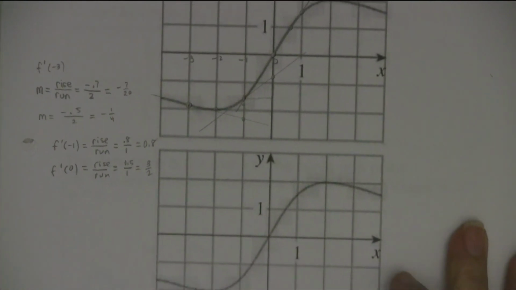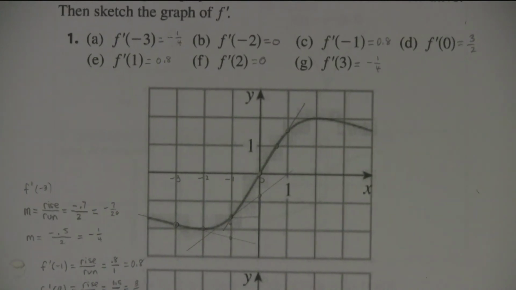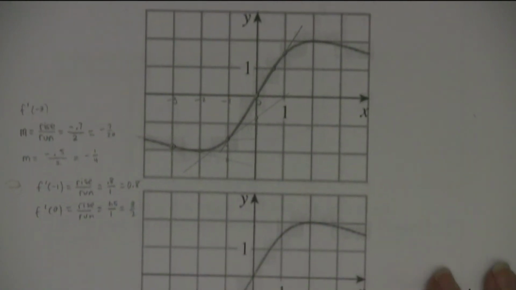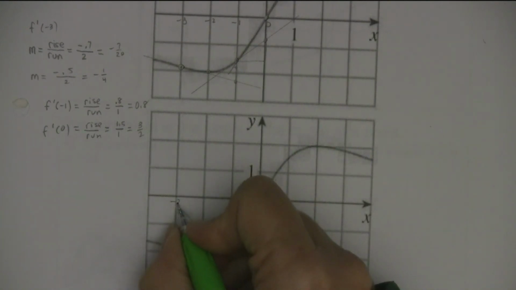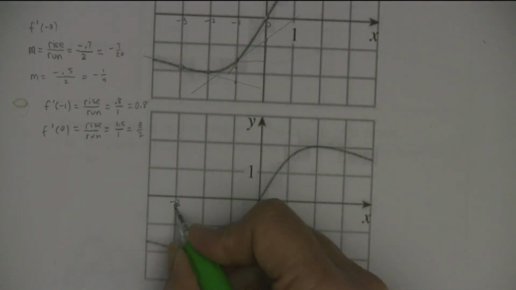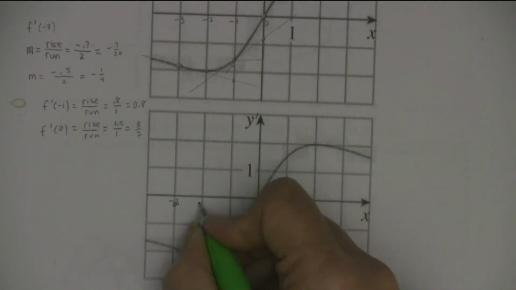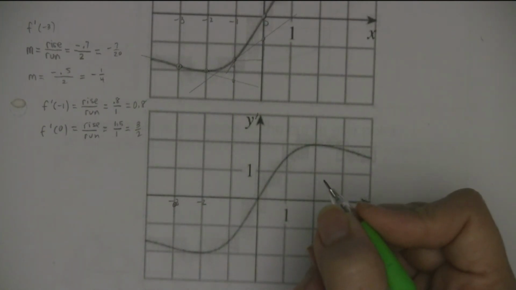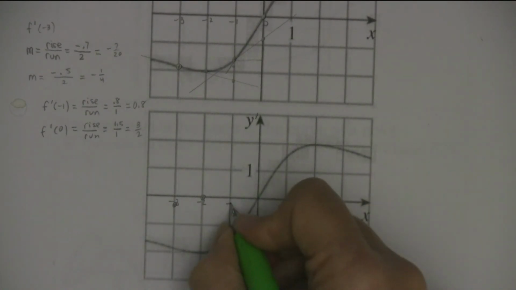Okay, and then after I've done that, they're wanting me to make a graph, sketch the derivative. So they find all those points, and then they're wanting me to sketch it. So you're going to put these slopes on here. At -3, we said the slope was -1/4. So that was about here. So the x value is -3. The y value is -1/4, for this is y prime for the slope. And at -2 was 0. And at -1, it was 0.8.